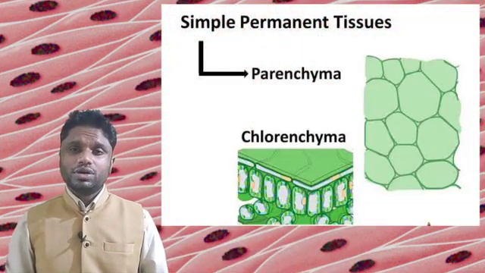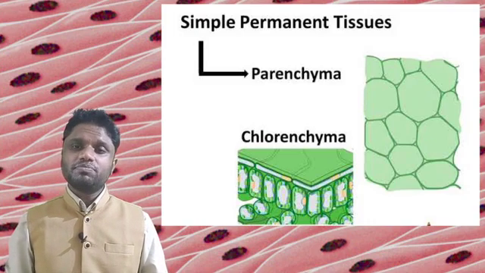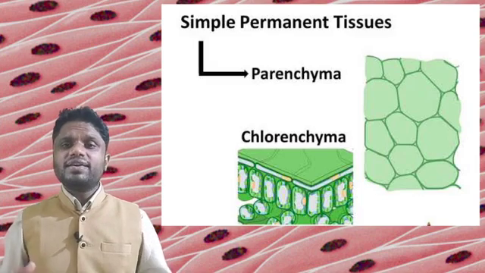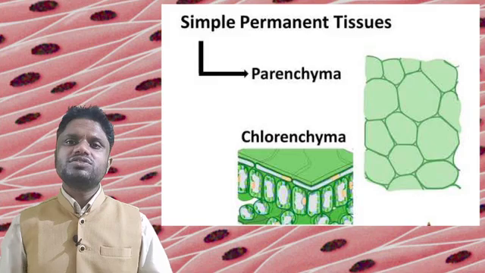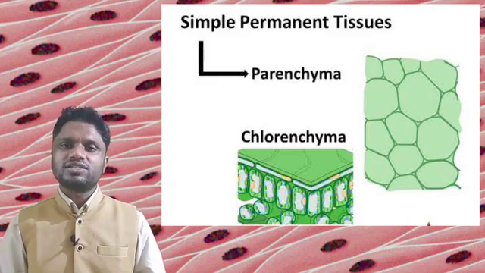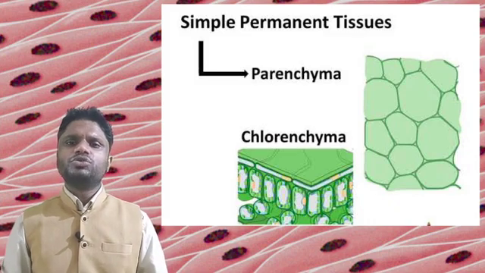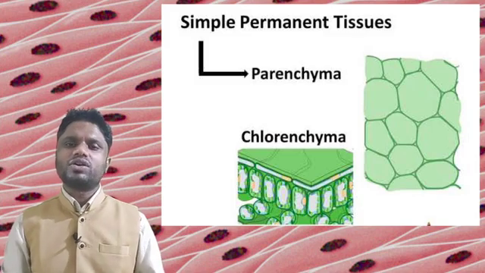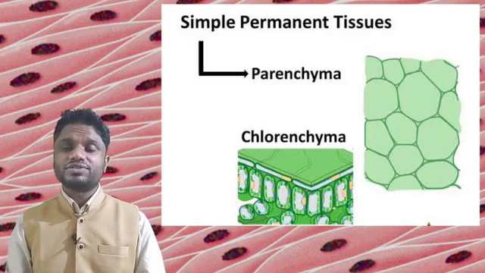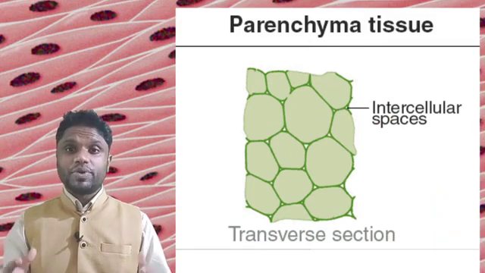Now let's understand about simple permanent tissue. A few layers of cells beneath the epidermis are generally simple permanent tissue. Parenchyma is the most common simple permanent tissue. It consists of relatively unspecialized cells with thin cell walls. They are living cells. They are usually loosely arranged. Thus, large spaces between cells, called intercellular spaces, are found in this tissue. We can see intercellular spaces.